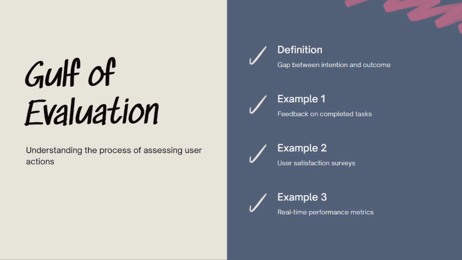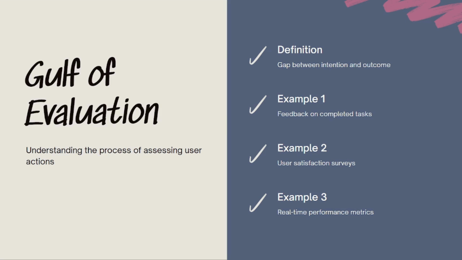So, intending to do something and the outcome, and how you know that you have achieved it. The first example is feedback on completed tasks. Once you have completed a task or did something wrong, feedback in a certain way would help the user to know that they have done it.